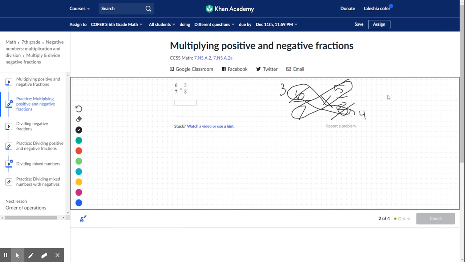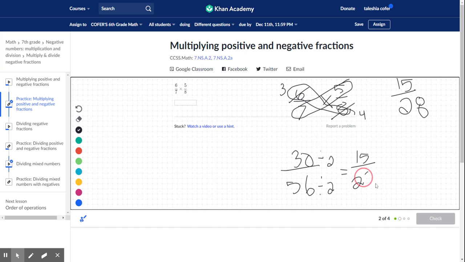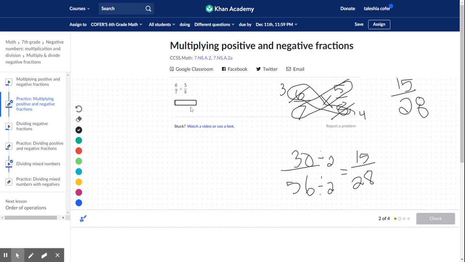Now I can multiply straight across. 3 times 5 gives me 15, and 7 times 4 gives me 28. If I had just multiplied straight across without reducing ahead of time, I would have done 5 times 6. I would have gotten 30, and 7 times 8 is 56. I would have then had to divide the top and the bottom by 2, and I would have still ended up with 15 over 28. Just like that. Remember, they're the same sign, so my answer has to be positive.